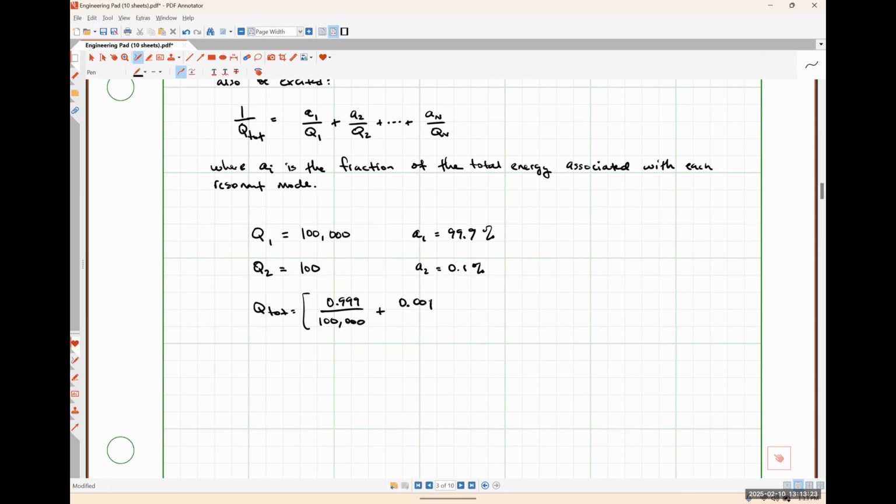plus 0.001 over 100. Take the reciprocal of this guy, and we wind up getting approximately 50,000. So 50,000, sorry, I got my decimals there. So even having 0.1% of the vibrational energy leached into this second much lower Q factor vibrational mode causes a net decrease of the Q factor by effectively 1/2.